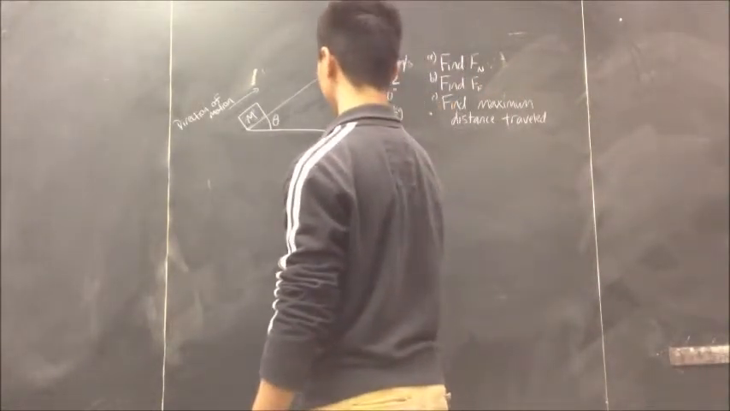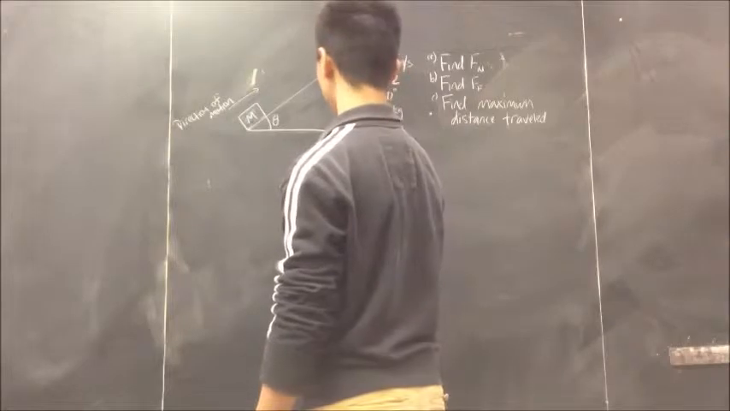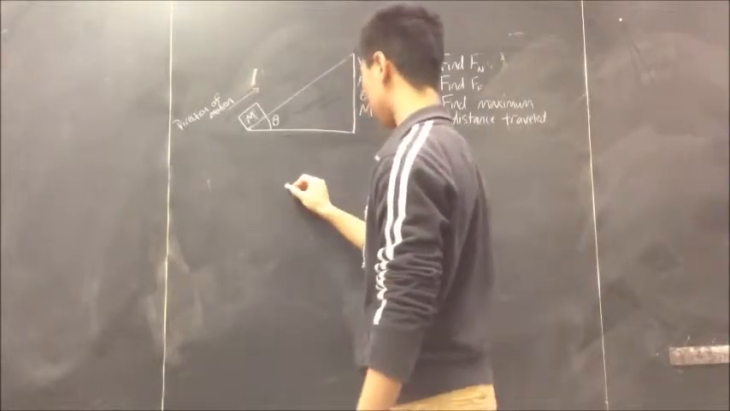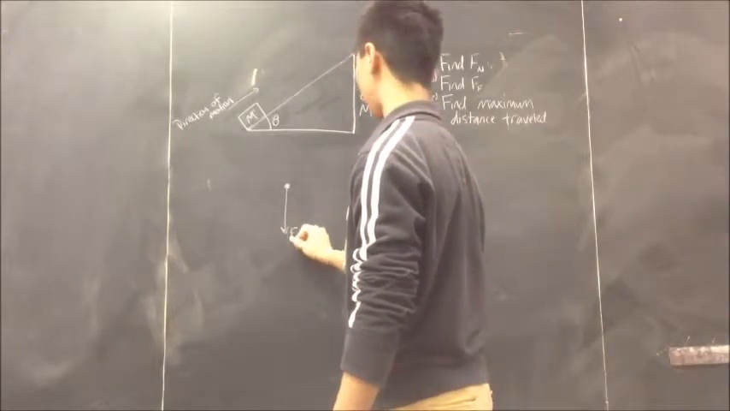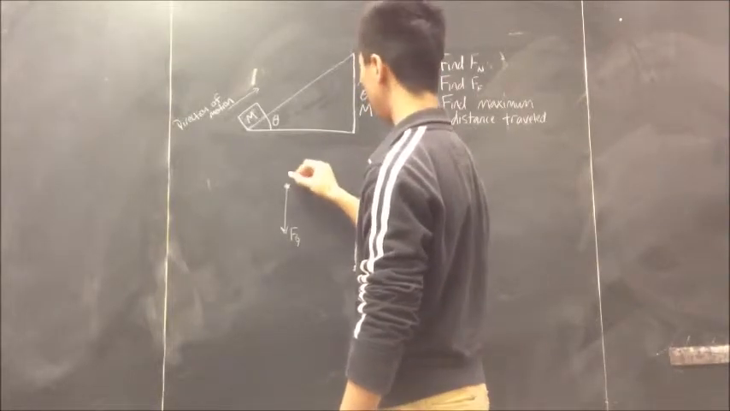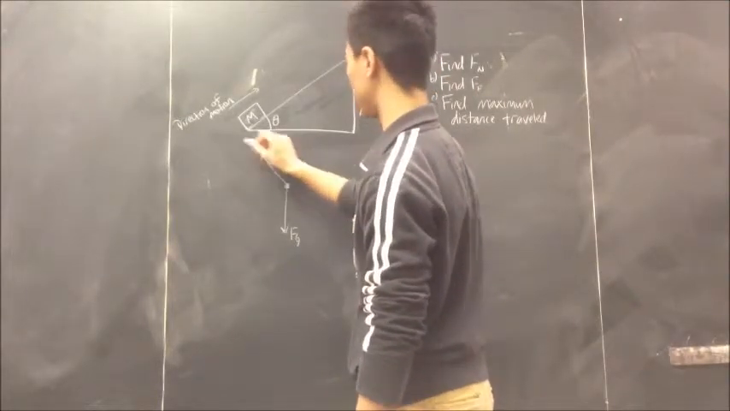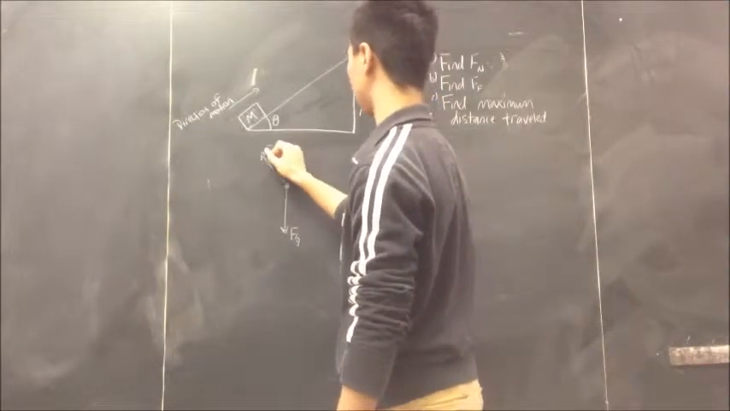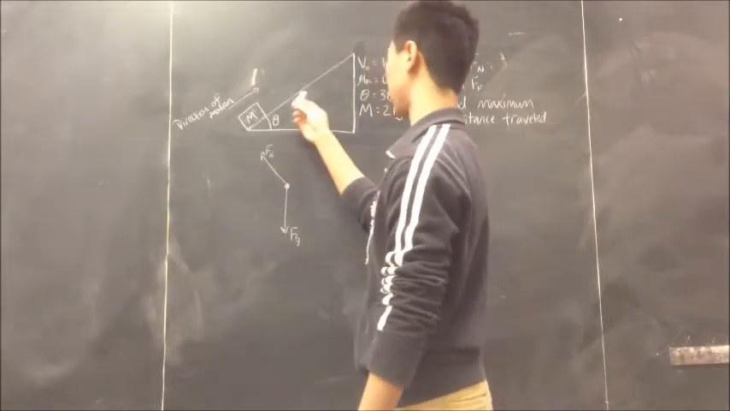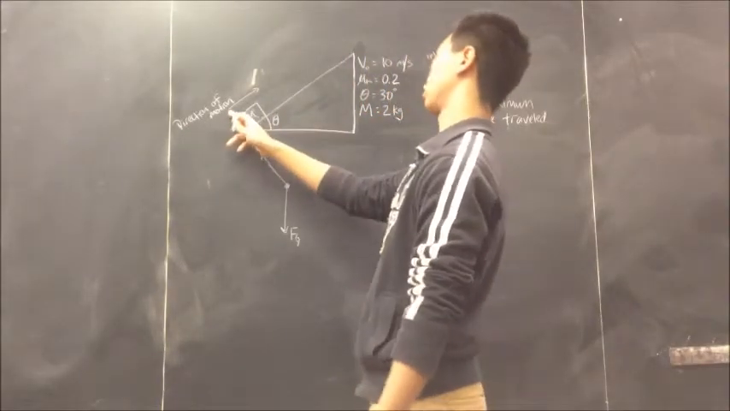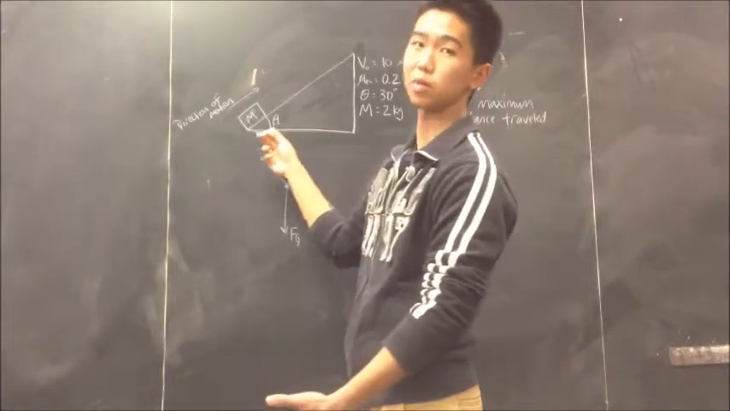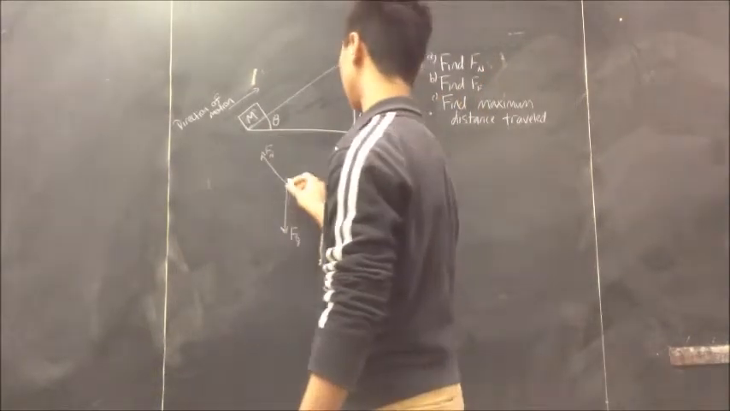body diagram of block M. So block M has gravity pulling down on it. Got the normal force perpendicular to the surface it's on. And it's also got friction. And because the direction of motion is up, friction is always opposing the direction of motion. It's going to be going down this way.